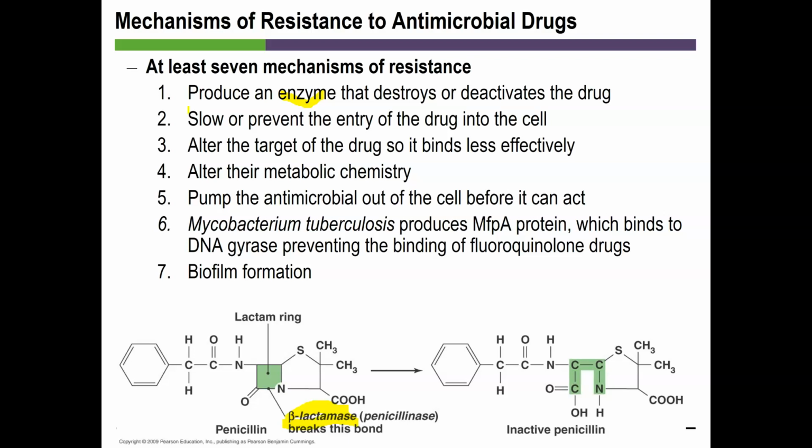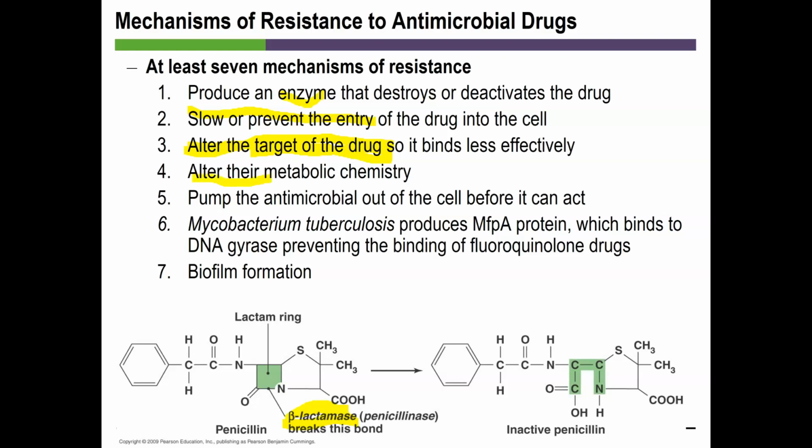The second way is to slow or prevent the entry. So they can alter, maybe mutate, those channels in their membrane that allow things to diffuse into the cell. And by altering that, they can prevent the drug from getting in. They can also alter the target of the drug, so the drug might not be able to bind to the target. If the organism has a mutation in the target, it may still be functioning, but it doesn't bind the antimicrobial, so it's not inhibited by it.